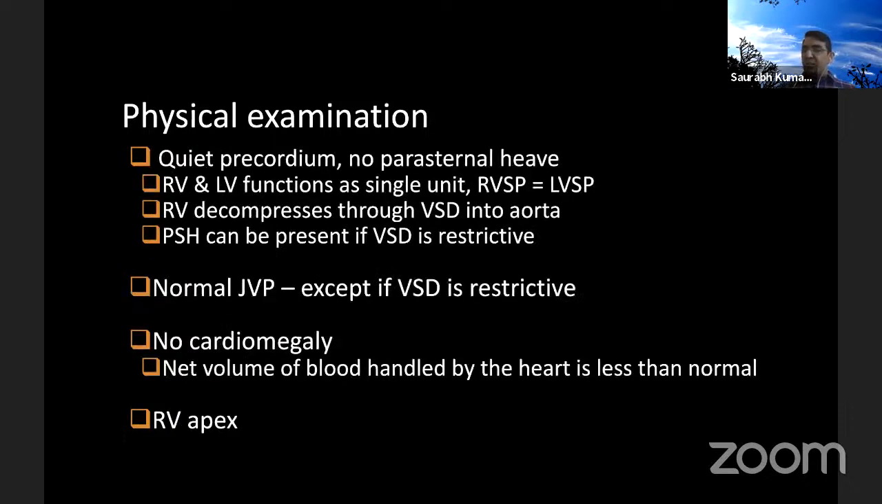Clinical findings, generally the precordium is quiet, and since RV and LV are functioning as a single unit, RVSP is equal to LVSP, so there is no parasternal heave. Parasternal heave, if it is present, will indicate restriction of VSD in the setting of this pathophysiology. Normal JVP, except if VSD is restrictive or in adults where A wave may be slightly prominent.